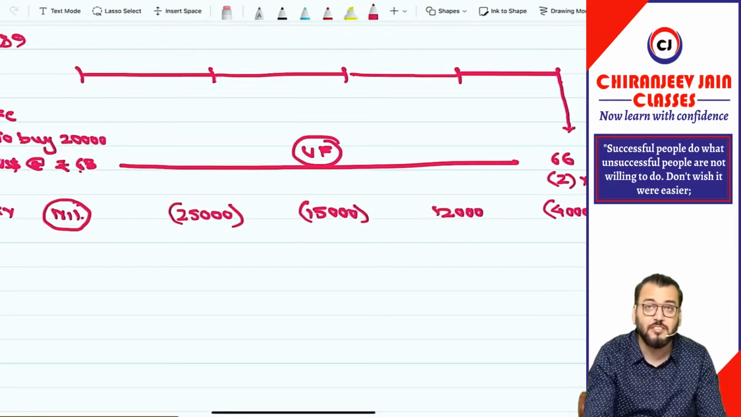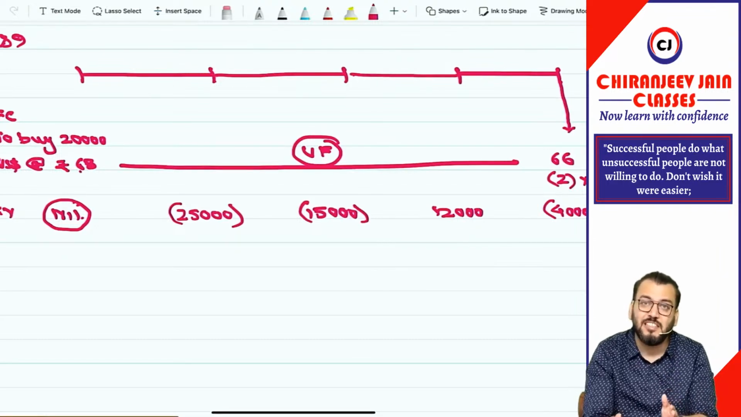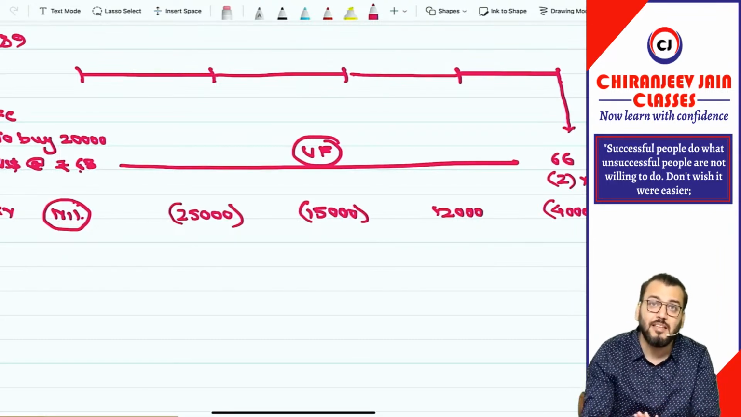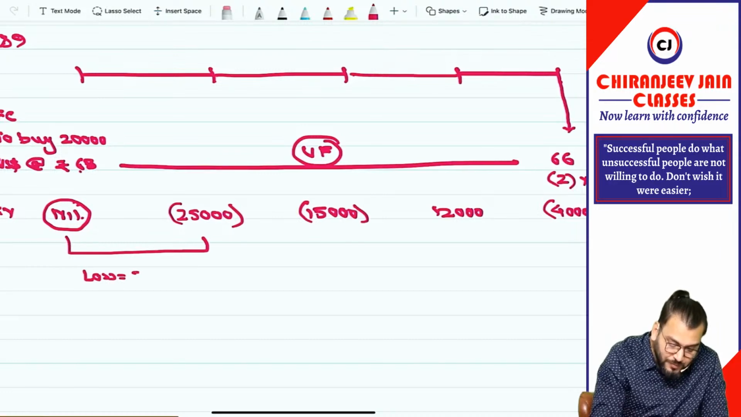If negative is given, it does not mean loss. It is a fair value of the forward contract, and there is an obligation to pay. It means it can be either a liability or an asset. Correct. Now, what does loss mean? From 0, if it becomes negative 25,000, the loss is 25,000.